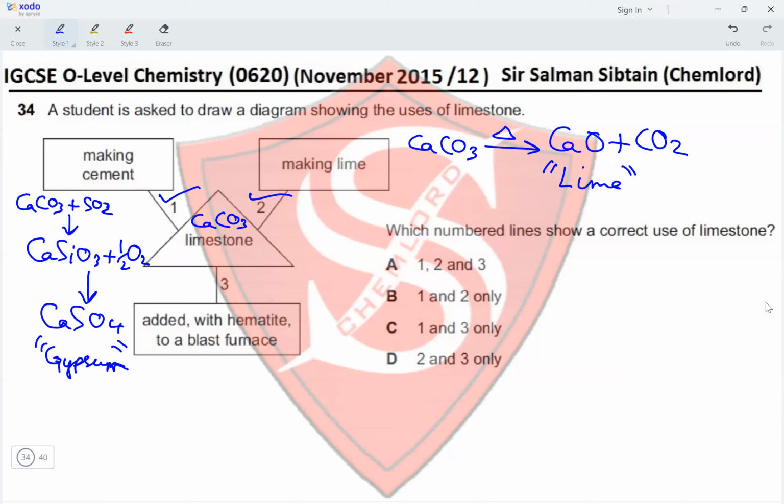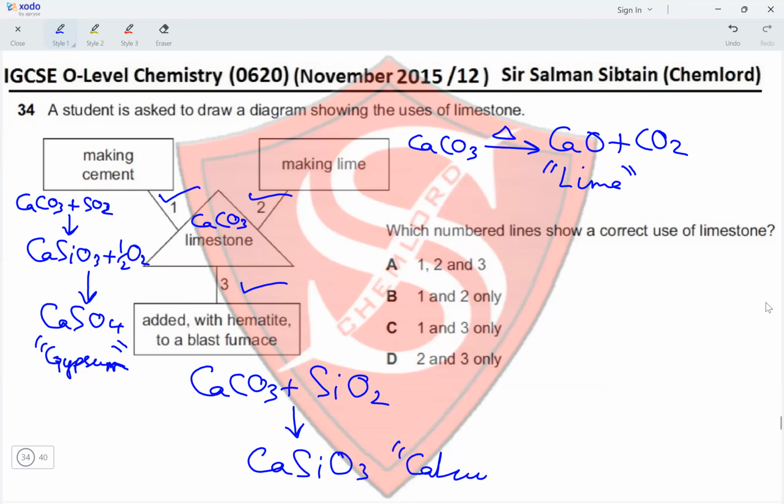Use number three, added with hematite to a blast furnace. Yes, this is correct as well, because in the blast furnace, CaCO3 would react with SiO2, which is the acidic impurity, to produce CaSiO3, which is known as calcium silicate. And this is the composition of slag, which is the waste product in extraction of iron. So all three uses are correct, which makes option A the correct option for this question.